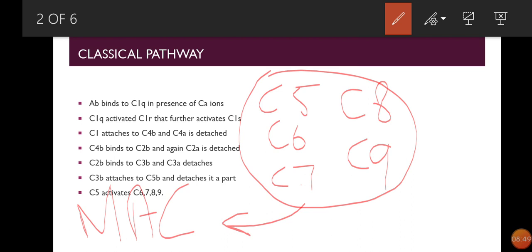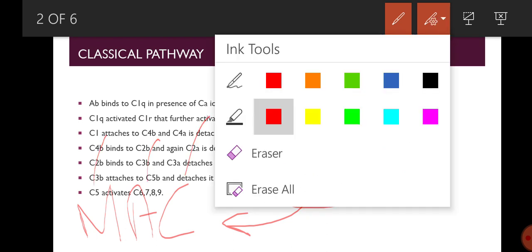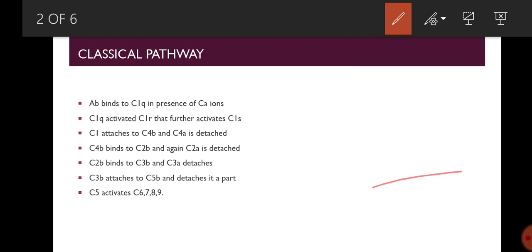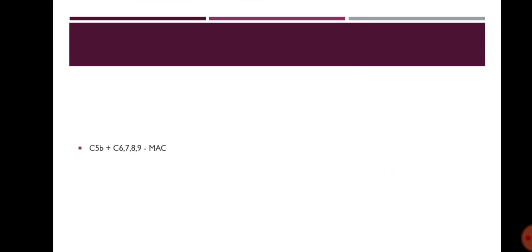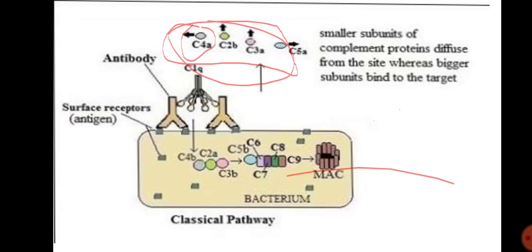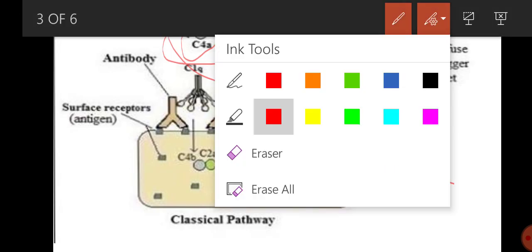And what is MAC? MAC means membrane attack complex. Okay, let's go next now. This is one of the important slides.